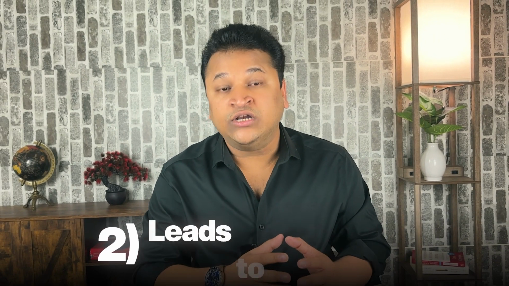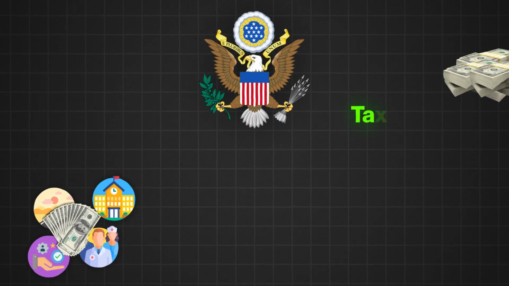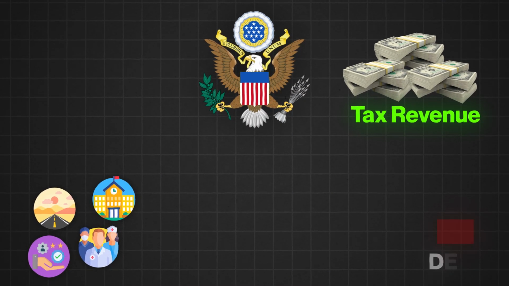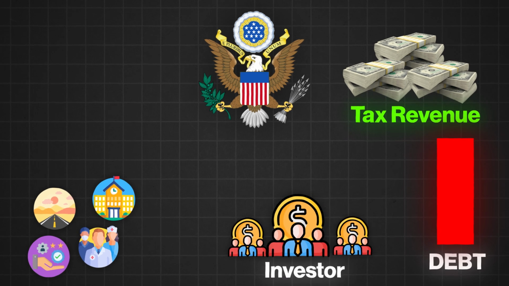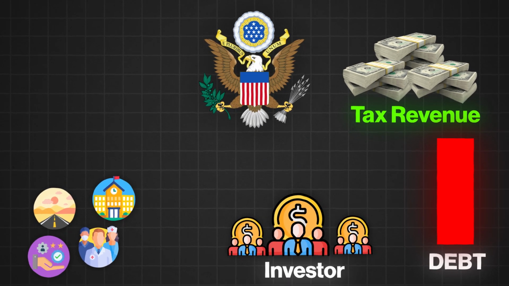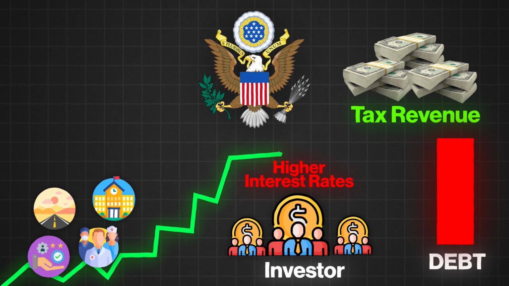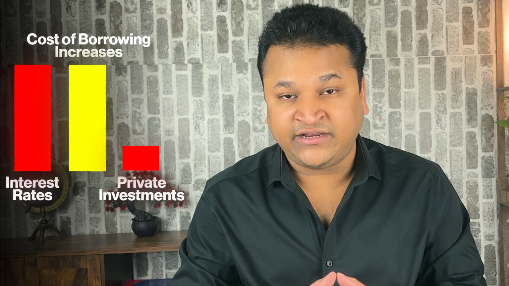The second important effect of high fiscal deficit is that it could lead to higher interest rates. When a government consistently spends more than its tax revenue by borrowing money, the debt piles up and the investors slowly lose confidence in the government's ability to pay back the debt. So investors demand higher interest rates. And the interest rate has an inverse correlation to economic growth. When interest rates rise, the cost of borrowing increases, which reduces private investments. This leads to slower economic growth.